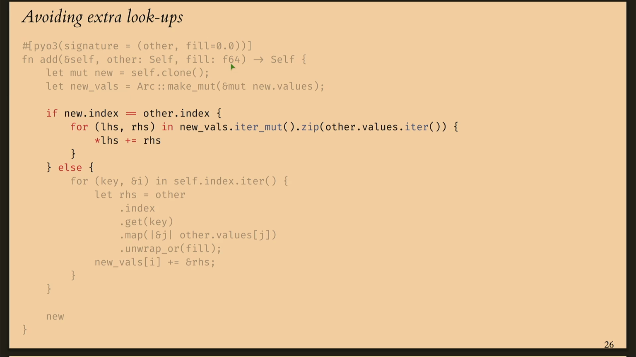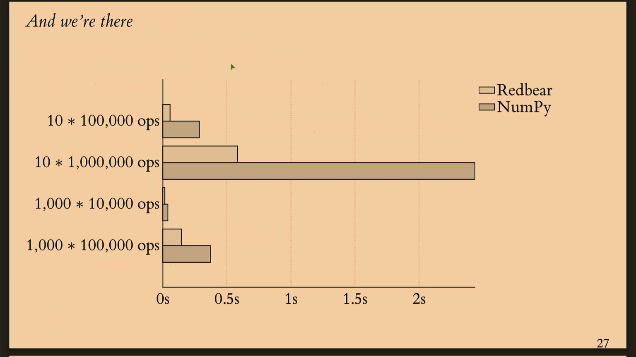And then in here, we do a zip operation with the other values iterator, right? So we get our left hand and right hand. We only modify our left hand, and that's it. We just modify the vector by traversing two vectors with a zip. And that's what gets us to be faster than NumPy.